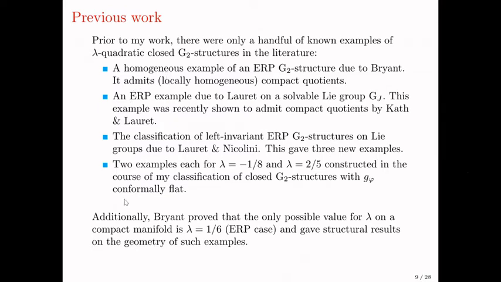But there were a couple of extra results. In Robert's initial paper, he proved that the only possible value for lambda on a compact manifold is lambda equals 1/6. And he also gave structural results on the geometry of a compact example, like what would have to happen for a compact example. And then he proved that there were no possible examples for lambda equals 4/3. Which is kind of interesting. Yeah. Okay.